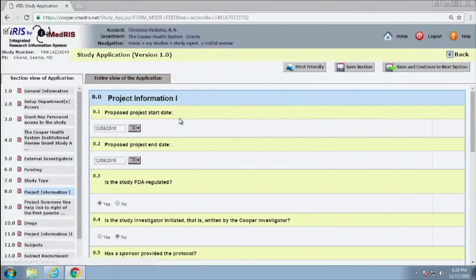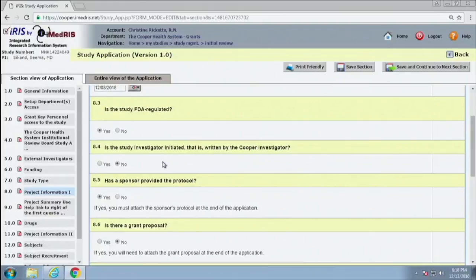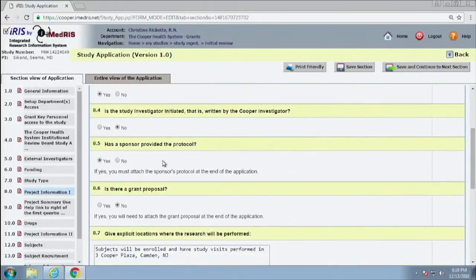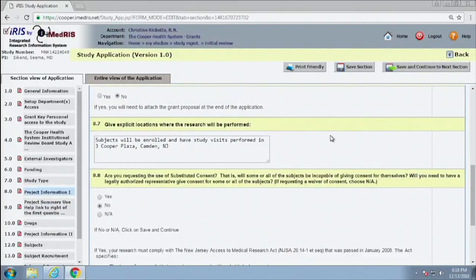Now your project information, so you want to put your proposed start date. And then say your study runs for 2 years and you're going to have a year of enrollment, then you might want to make it 3 years. Say whether or not it's FDA regulated, is it investigator initiated or sponsored, and is there a grant proposal, and the explicit locations of where the research will be performed. So if they're Voorhees patients or if it's Voorhees in Camden, that should be reflected here. And are you going to use LAR instead of having the subject sign? That happens a lot in critical care.